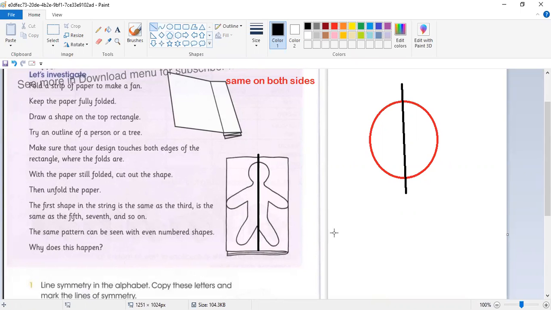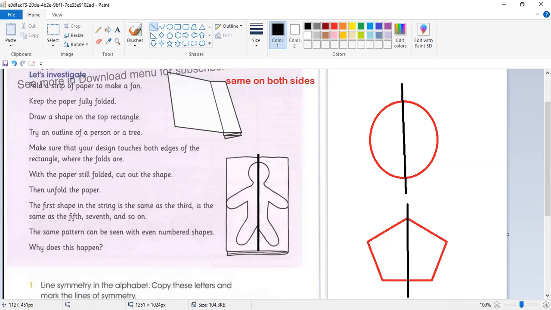Let me draw another shape. Look here. This is a pentagon. If you draw a straight line like this and you cut it into two pieces, both sides of the figure will be the same. This is called symmetry.